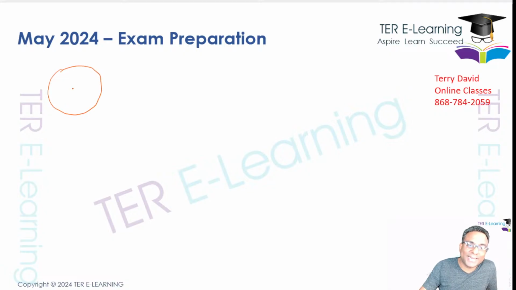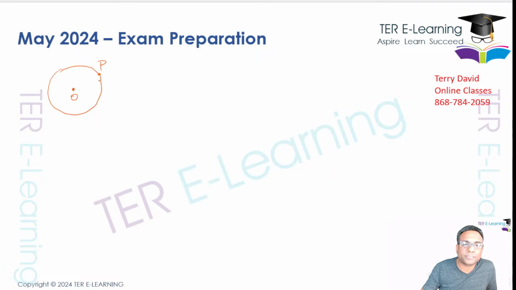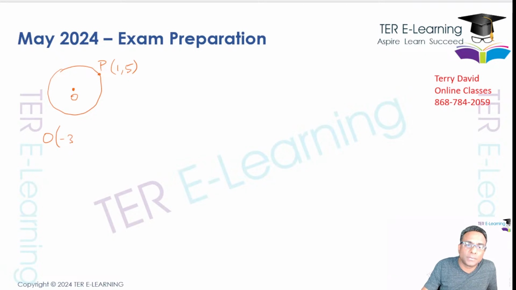Now, this is just for illustration purposes. It may not be accurate. So if this is O, and this is, let's say, P, that point P on the circle in my question here is (1, 5), and the center O was (-3, 2). That's the center O here.